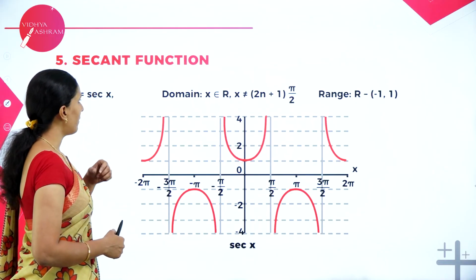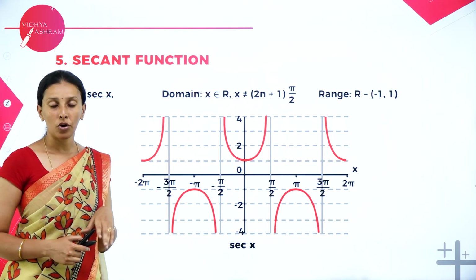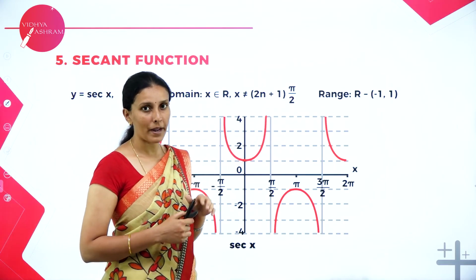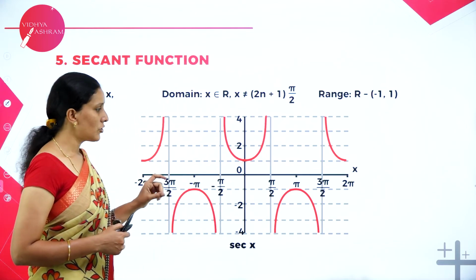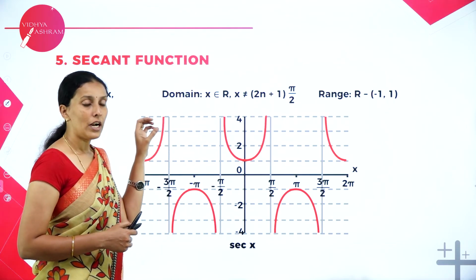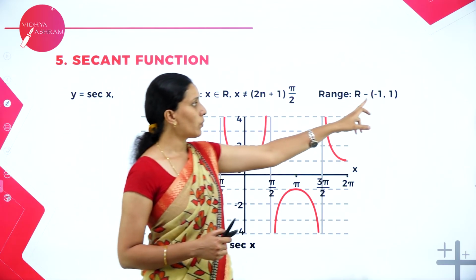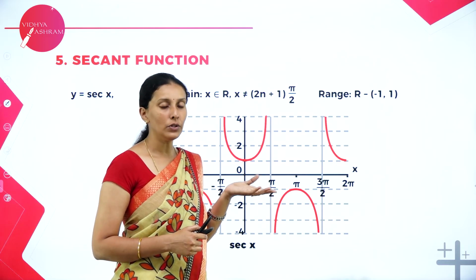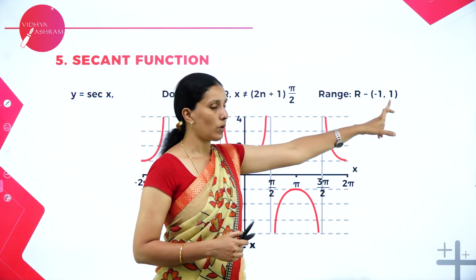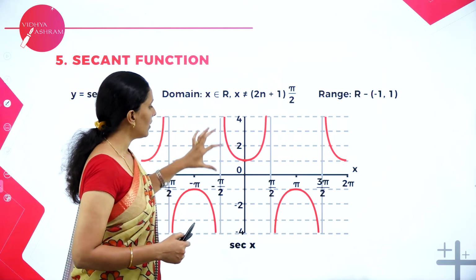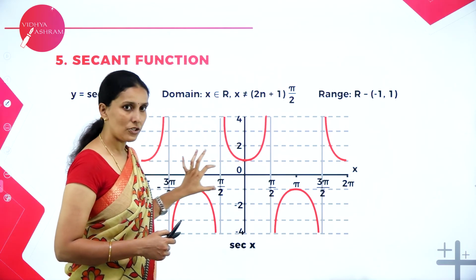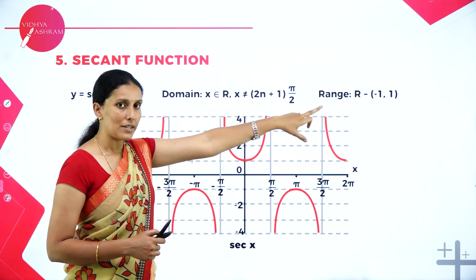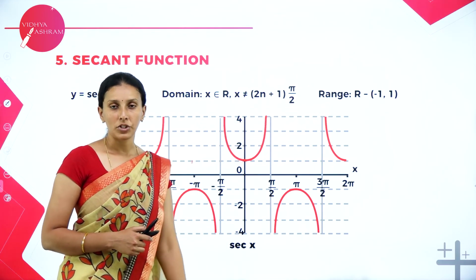Next, we have the secant function. The secant function is the reciprocal of cos, hence it is defined for all real angles except odd multiples of pi by 2, but the range of the secant function does not lie between -1 to +1. Therefore, the secant function can take any real value as a range except -1 to +1. Why? Because the cos function is defined in this range. So therefore, except these values, -1 and +1, the range of the secant function is R.